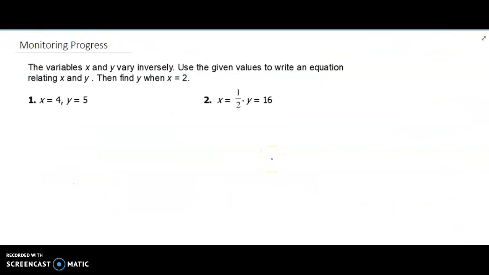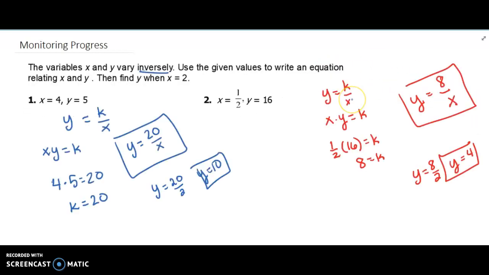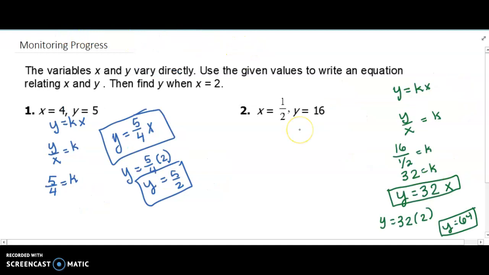All right, if you want a little bit of extra practice, go ahead and do these 2 monitoring progress, and then I'll give you what I get. All right, so here's what you should have gotten for these 2, which wanted you to find it when it varied inversely. And this is what you should have gotten for the last couple.